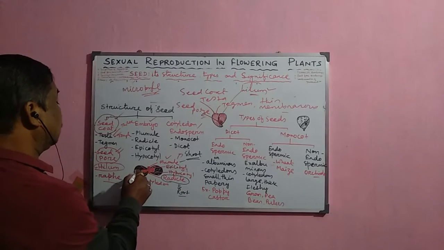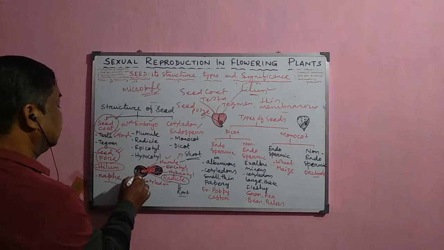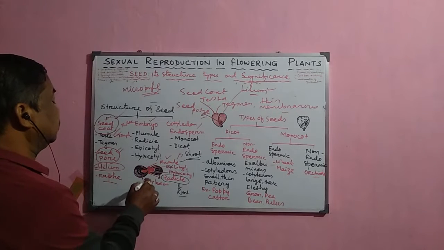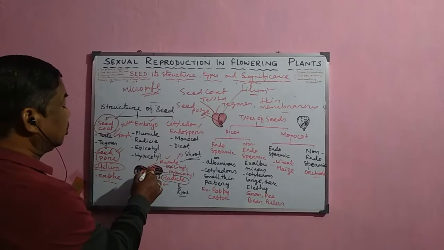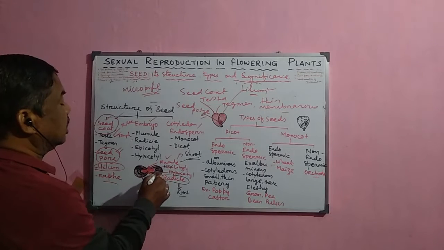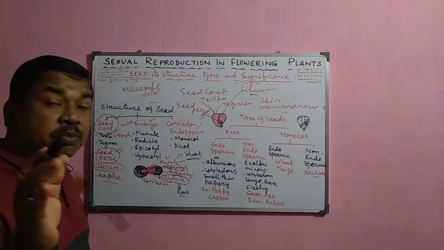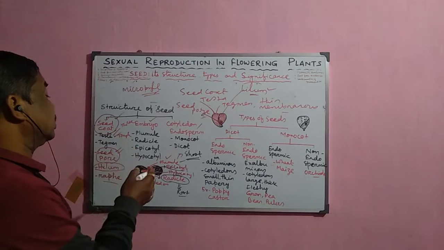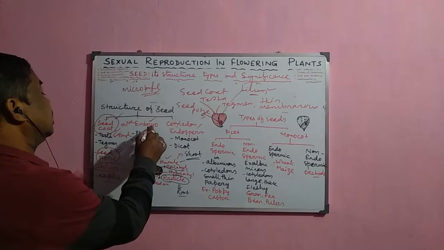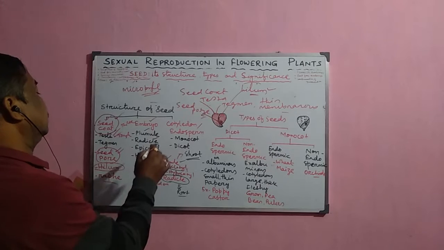Now, this is the cotyledon on either side. It is one cotyledon, this is another cotyledon. And just above the cotyledon, that is called the epicotyl region. And just below the cotyledon, that is the hypocotyl region. So the epicotyl and hypocotyl are the different parts of the embryo.